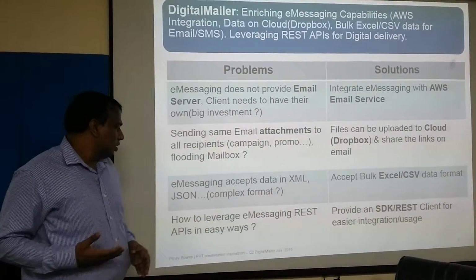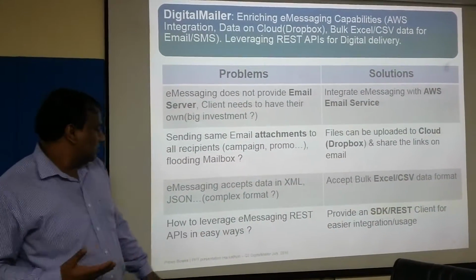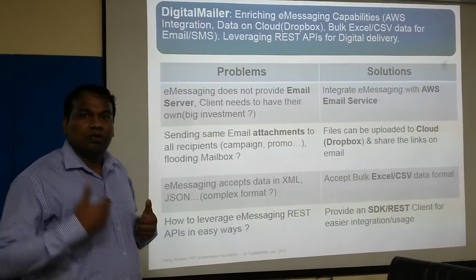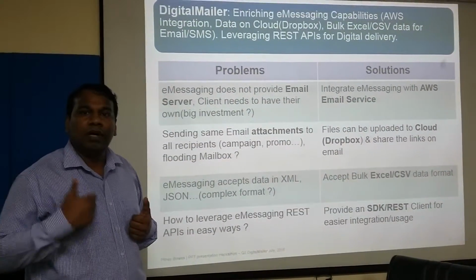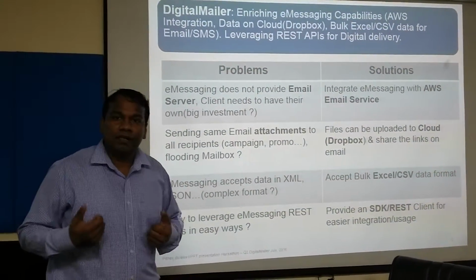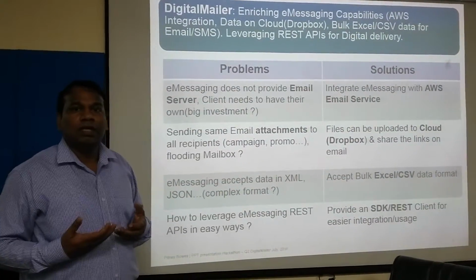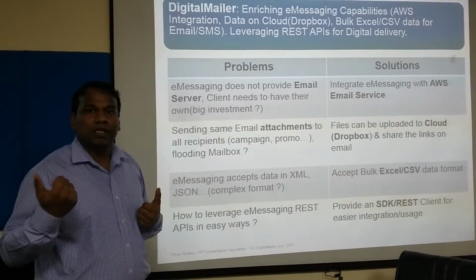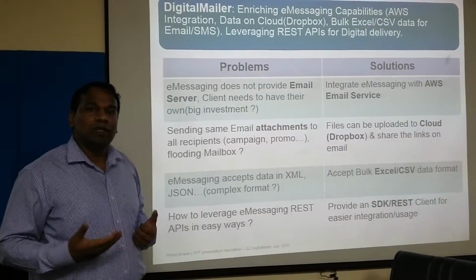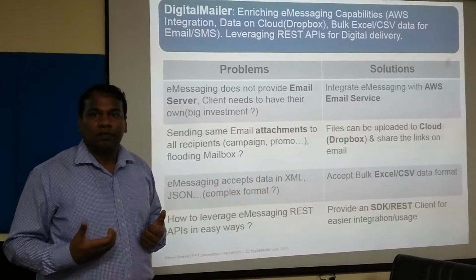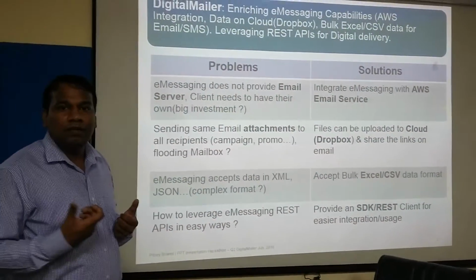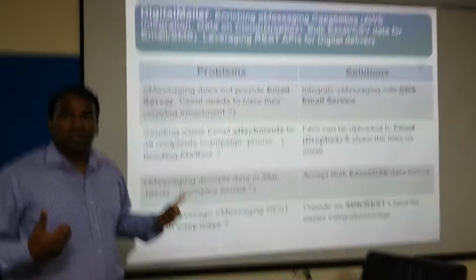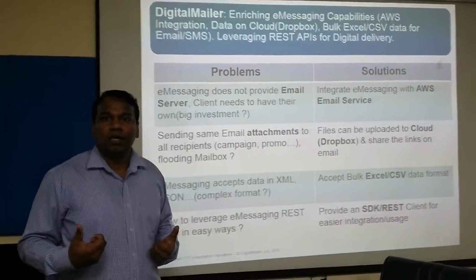And the last one is leveraging e-messaging REST APIs. How to leverage? e-messaging has so many REST APIs to send email, send SMS, upload attachments, bulk email, bulk SMS, delivery status. So how, in an easy way, can the client leverage those? Even the e-messaging products can integrate with e-messaging APIs in easy ways. For that, we have provided one simple SDK. The SDK can be used either through the command line CLI interface, or through a Java API call. In the very first release, we have written it in Java.